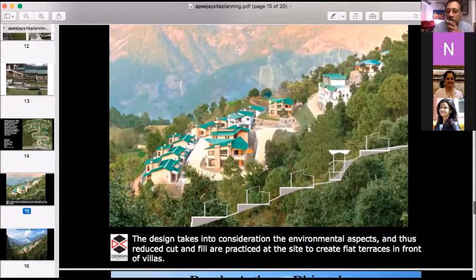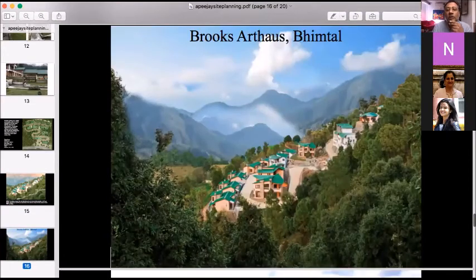Somewhere it has gone up to three levels. This is the final outcome of what the site looked like after it came about. And this also ensured how you are exploiting the views. The lowest level of villas overlook the valley. The villas on the upper level overlook the roof of the other villas.